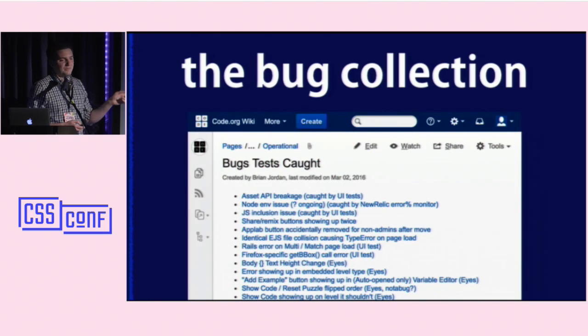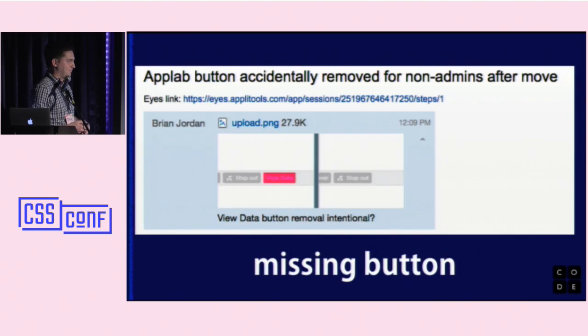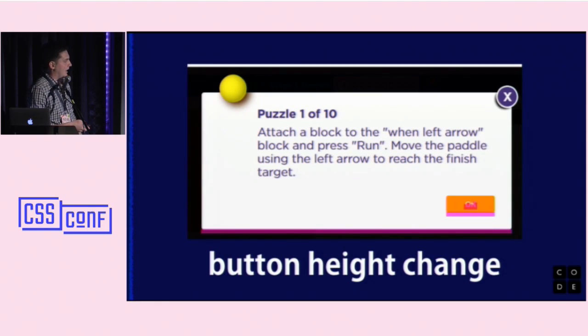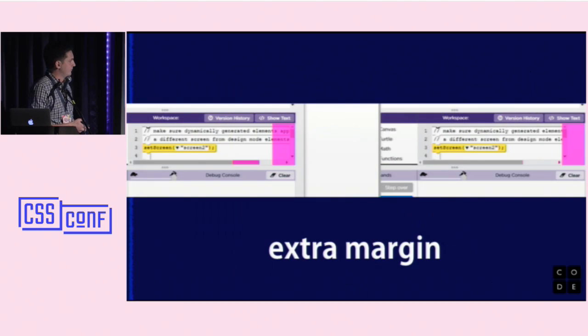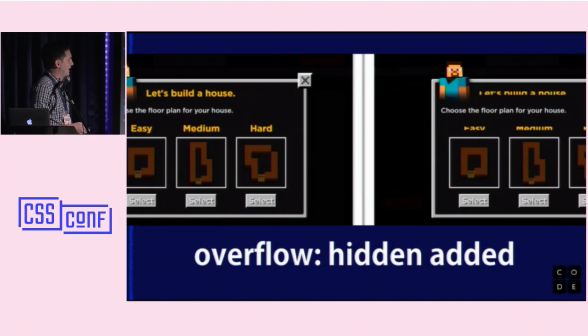So what we started doing was keeping a "bugs tests caught" wiki page. It's like the trophy hall for the bugs that you caught. I'll share some of the items from here. The nice thing about being an open source project is we can show you everything. Here's an instance where a button went away. Here's an instance where the button got taller randomly. Here's an instance where this weird white margin got added to the right of the tool. That stuff used to happen all the time, and it's nice to get notified about that early.